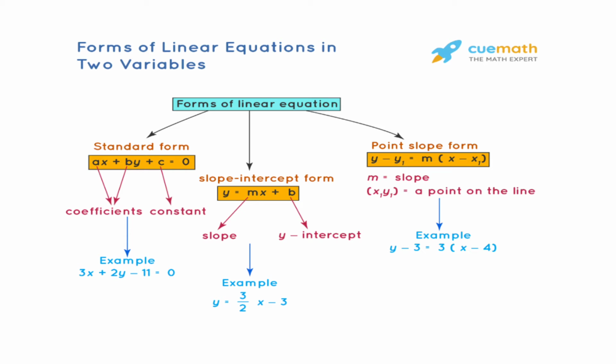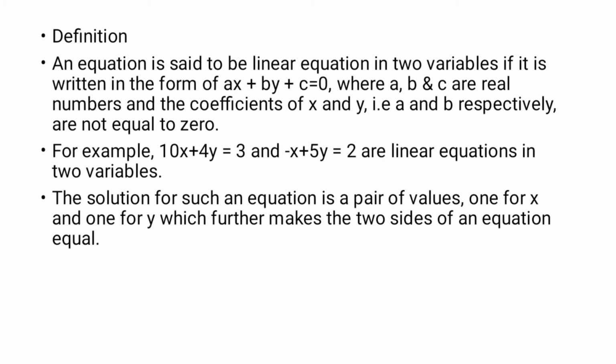For the point-slope form, y minus y sub 1 equals m multiplied by open parentheses x minus x sub 1, close parentheses, where m is the slope, and x sub 1 and y sub 1 are a point on the line. For example, y minus 3 equals 3 multiplied by open parentheses x minus 4, close parentheses. The definition.